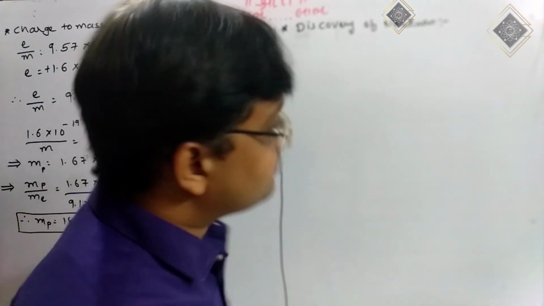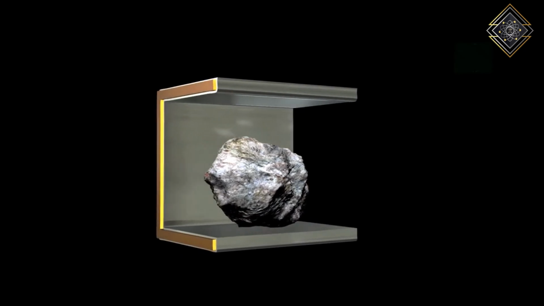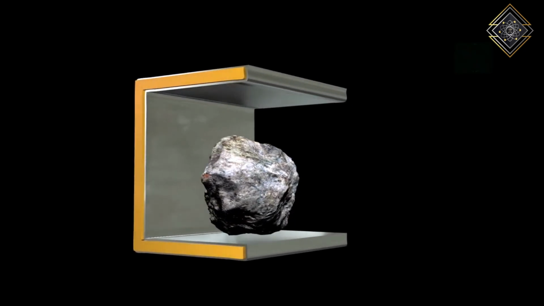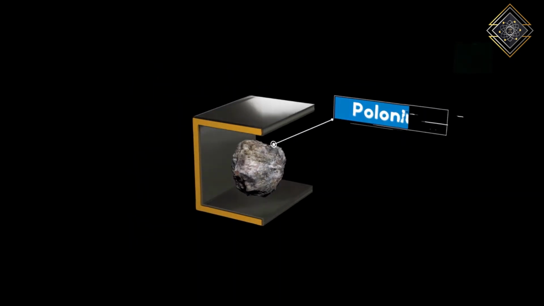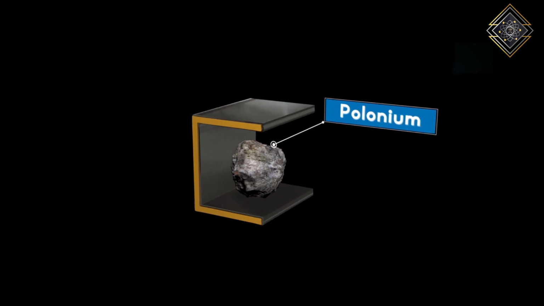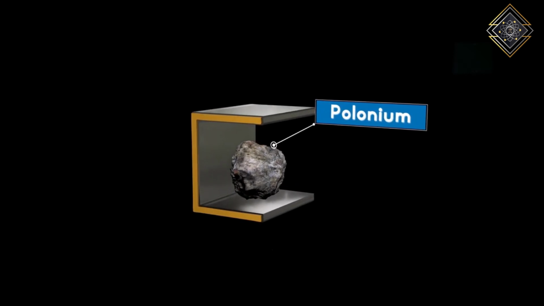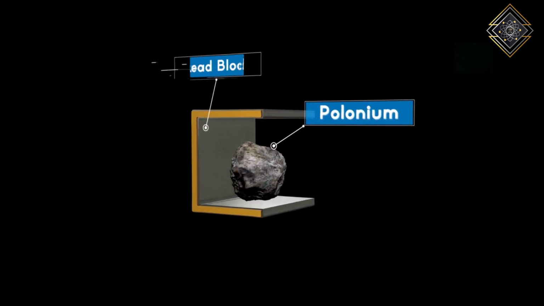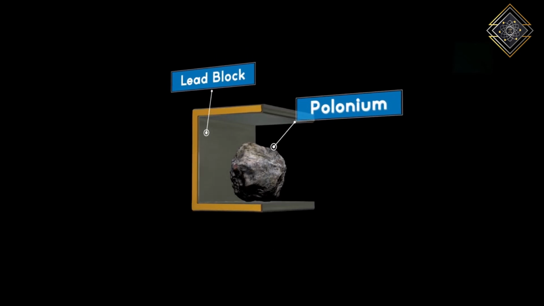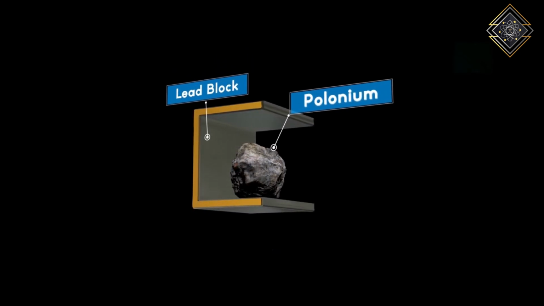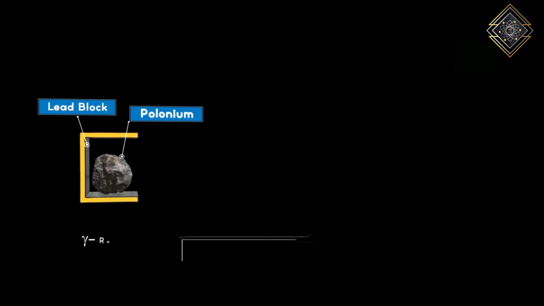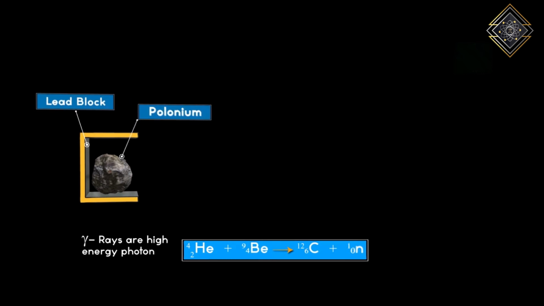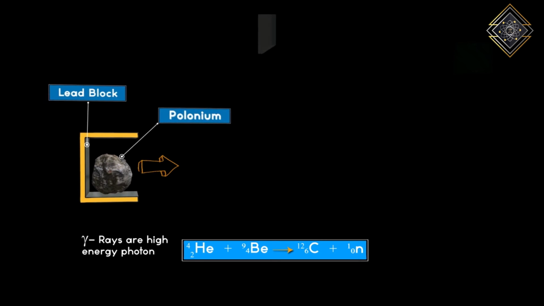Discovery of the neutron. In order to understand the discovery of the neutron, let us consider an experimental setup in which polonium is placed inside a cavity. The cavity is made of lead. The purpose of using a lead block is that lead does not allow the radiations to pass through in all directions. A small opening is given in the lead box, and radiations can pass through only from this opening.